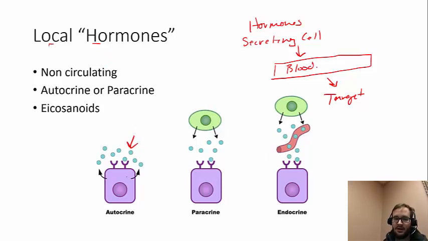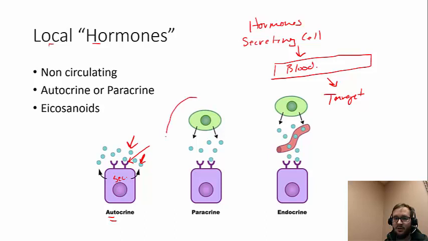So the first one we'll talk about is autocrine. So this is the cell that's secreting, and it secretes these hormones, and these hormones have to find a receptor, but it just so happens that the receptor is on the cell that secreted it. So auto means self. So this is a cell stimulating itself with these hormones.